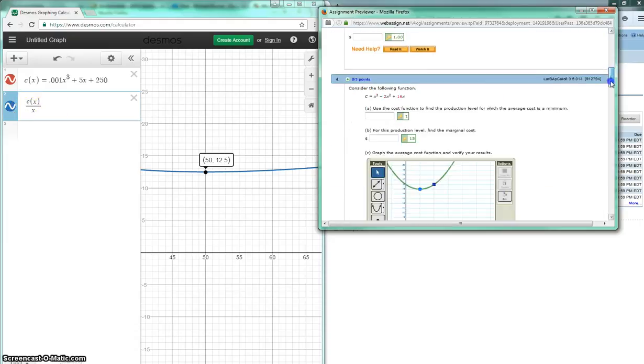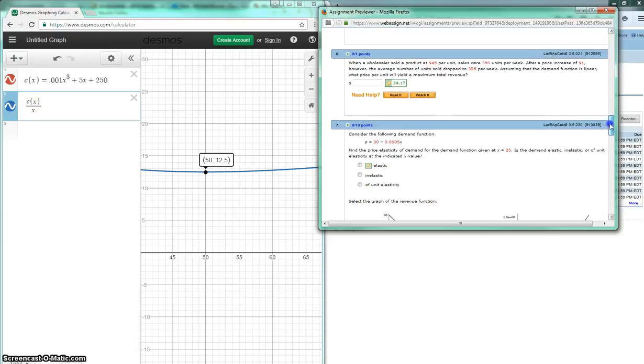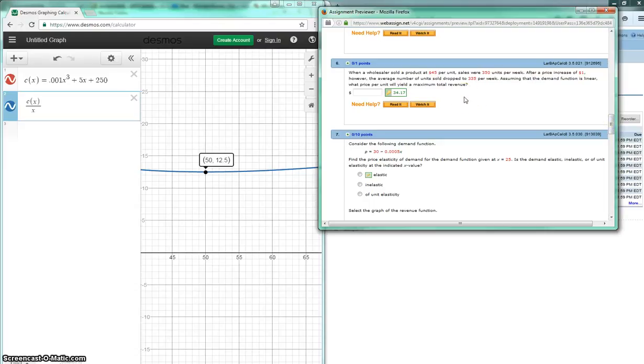Another one I want to look at is number 6. And again, it didn't give us any equation, so we're going to have to produce this equation. They give us some information, and from there we have to do it. So when a wholesaler sold a product at $45 per unit, sales were this. So this was the price, and my demand was this. When the price increased by $1, the average number of units sold dropped to 335. Assume that the demand function is linear. What price per unit will yield a maximum total revenue?